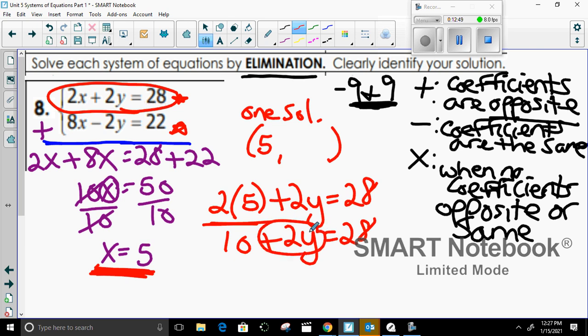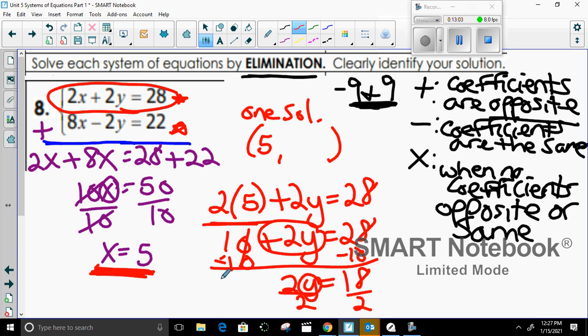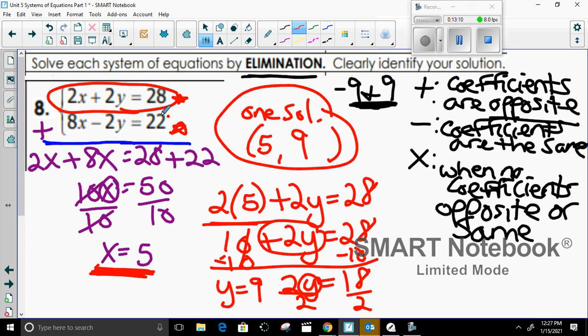I can't touch 2y till you get rid of +10. How do you bring the +10 to the other side? Subtract 10. So 2y equals 18. Finish getting y by itself by dividing by 2. So y equals 9. Remember, if you chose the bottom one to plug x back into, you would get the same exact answer as long as you did your work correctly. So these lines intersect at that one point. That's the only point that makes both of these equations true.